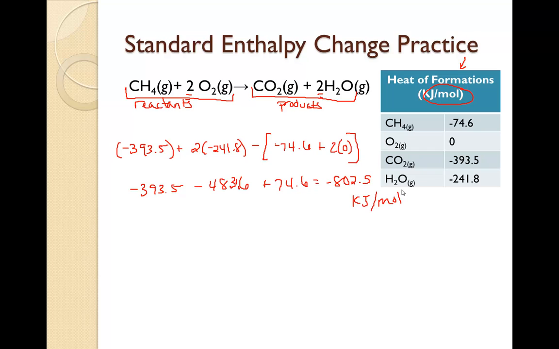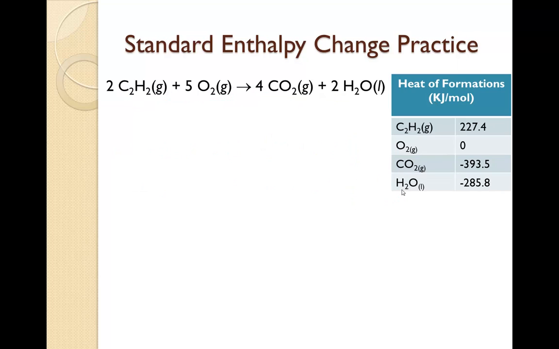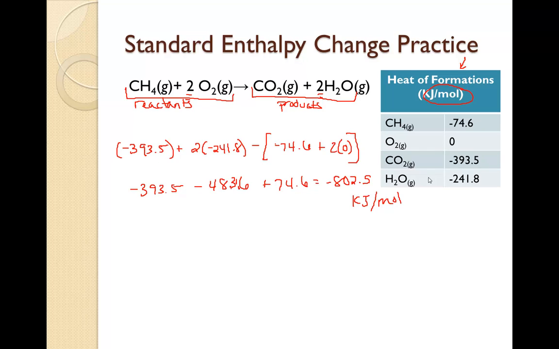Alright, so we have our heats of formation here. Our products are 4 times carbon dioxide, which is negative 393.5, and 2 waters, which is negative 285.8. Notice the physical state. This is liquid. Negative 285 is liquid. This, however, was gas, and that number changed. So make sure you're checking the physical state when you're doing this.